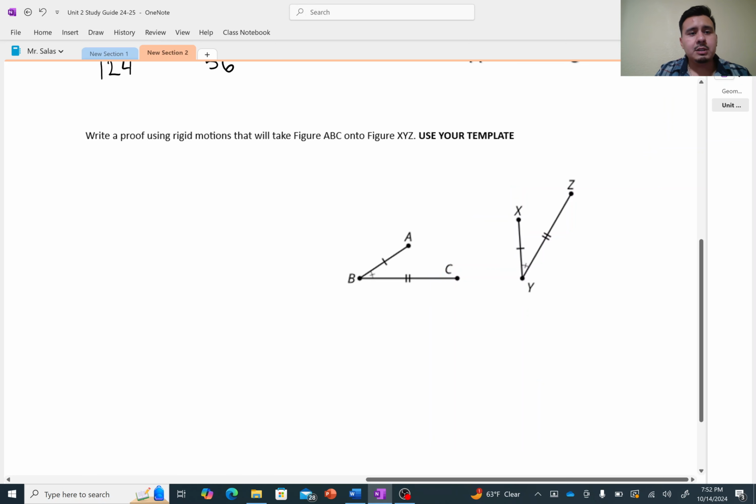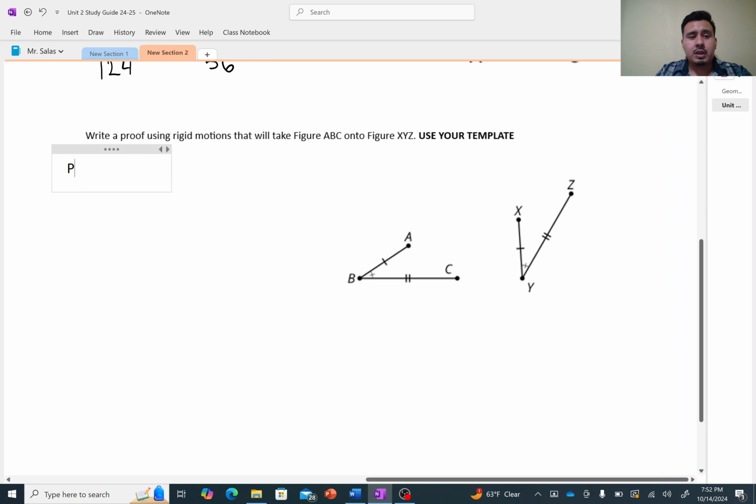We're going to be dealing with this proof. This problem says write a proof using rigid motions that will take figure ABC onto figure XYZ. It says use your template. So for this one, you have to be very formal. So let's write out a formal proof.